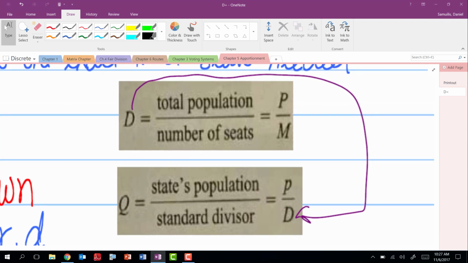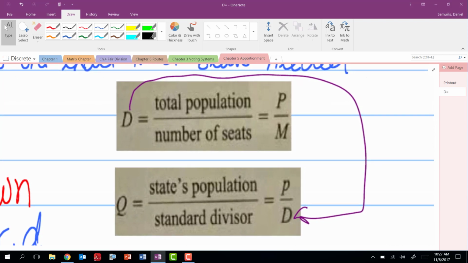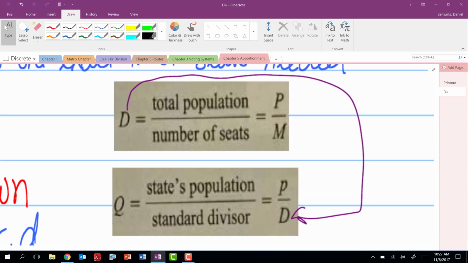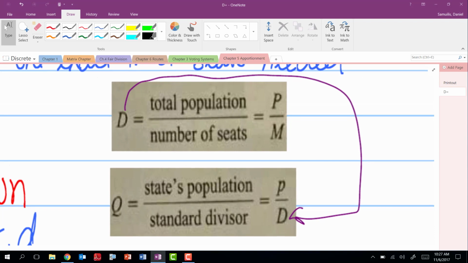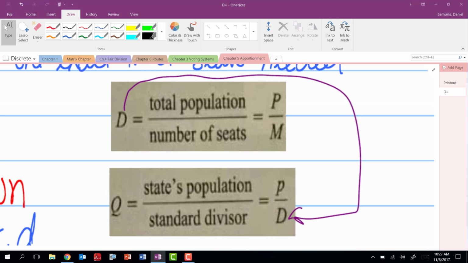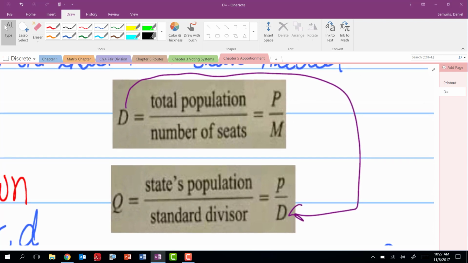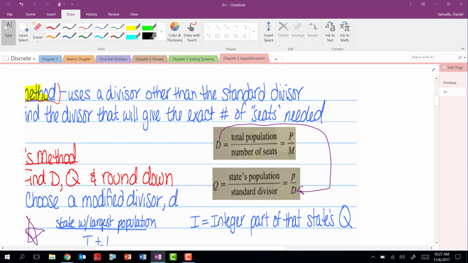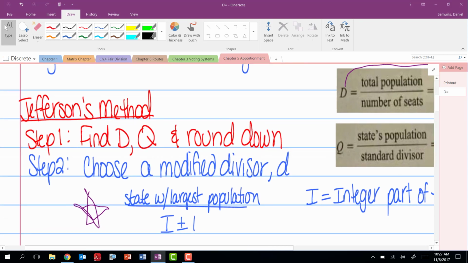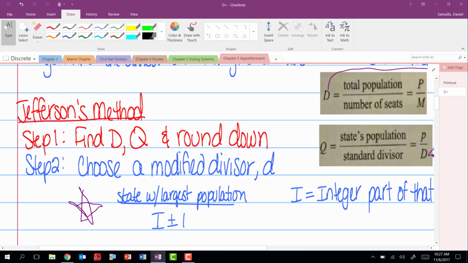In the spirit of that question where we had 18 million people in that fantasy country, and the number of seats they said they were going to give out was 300, that was 18 million divided by 300, which you got 60,000. Then you divided each state by that. So just reminding you of the two key components of step one. Step one is to find D, formula to the right, find Q, individual state's quota, and then yet again round down. So this is 3 methods in a row that you just lop off that decimal part, round down. Okay?